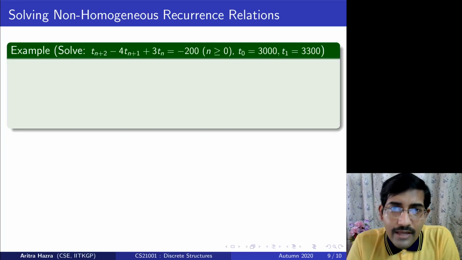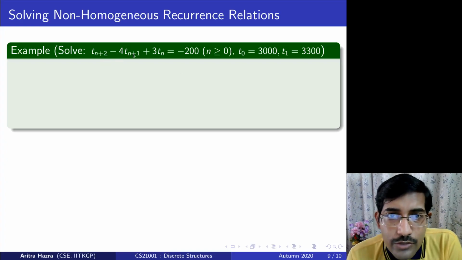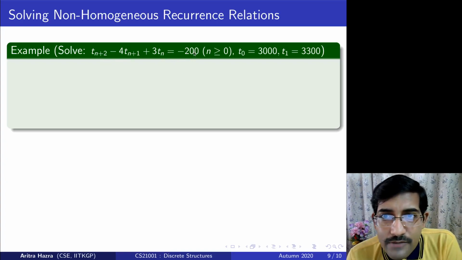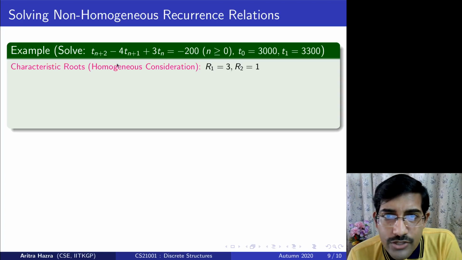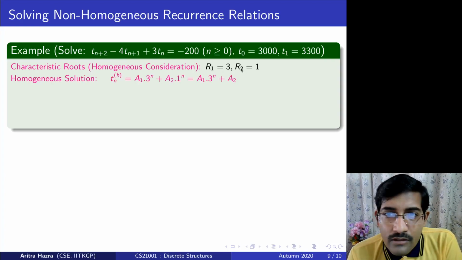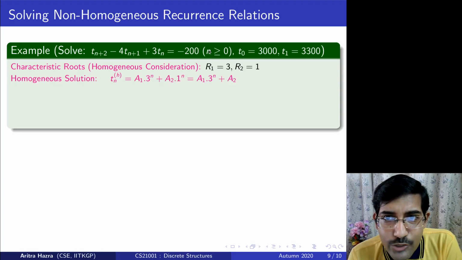Finally, an example. So you need to solve this kind of recurrence as we have seen. Our approach is first the homogeneous part, that is getting the characteristic equation x square minus 4x plus 3 equal to 0, which gives me two roots, 3 and 1. Homogeneous solution is a1 3 to the power n plus a2 1 to the power n. This part is minus 200 into 1 to the power n.